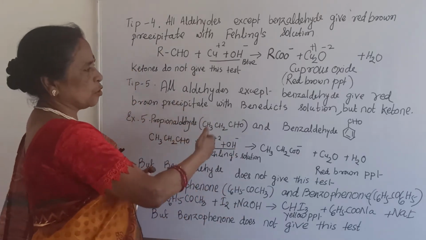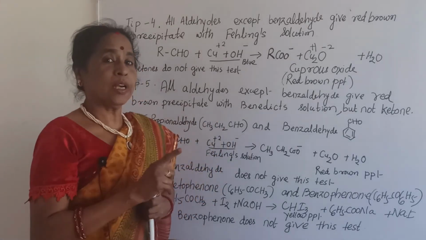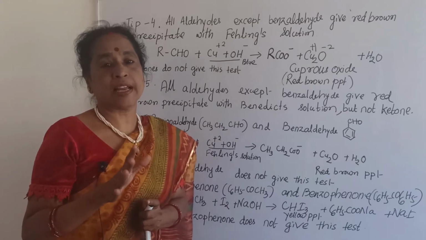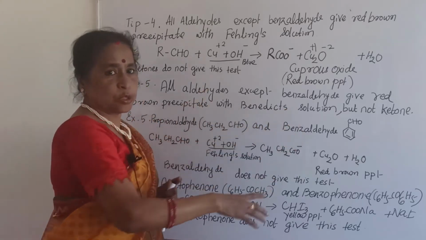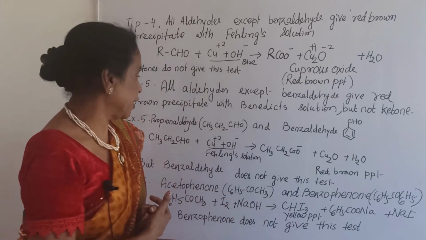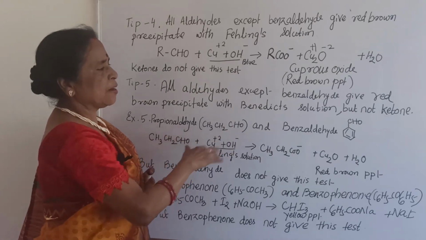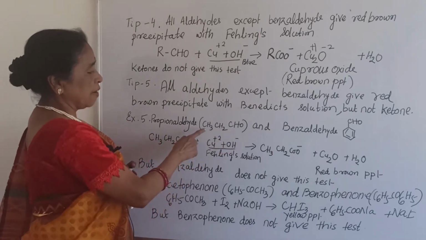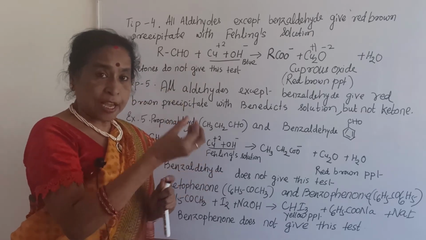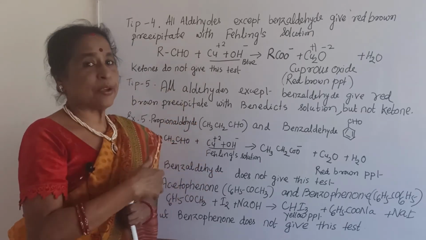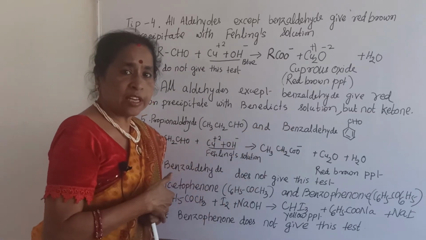Similarly, next test is also Benedict solution. Here also it gives red brown precipitate only with aldehydes except benzaldehyde. Any aldehyde except benzaldehyde on heating with the Benedict solution gives red brown precipitate. Then the example you want to take is propionaldehyde and benzaldehyde. Now here I have taken propionaldehyde. It is not a simple acetaldehyde. If it is acetaldehyde, it will give you a Tollens reagent test. If it is benzaldehyde, it also reacts to Tollens reagent test.